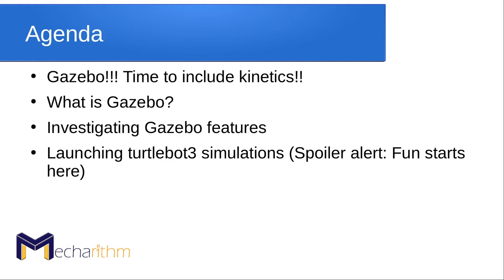So in Gazebo, it's different because we include both kinematics and kinetics into the simulation. Kinetics is the portion of physics that has to include masses, inertias, and stuff like that in order to constitute a product that is more similar to the actual product than just a kinematic replica of the actual robot. So we're going to investigate Gazebo features as well and what it has to offer to us.